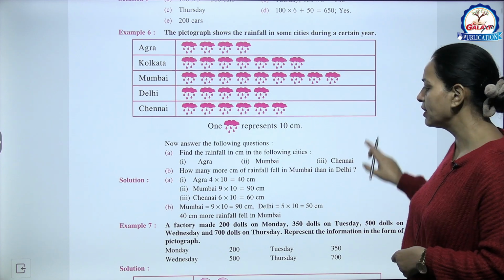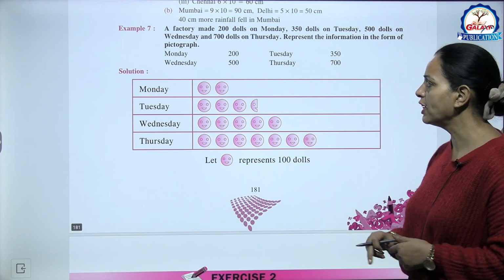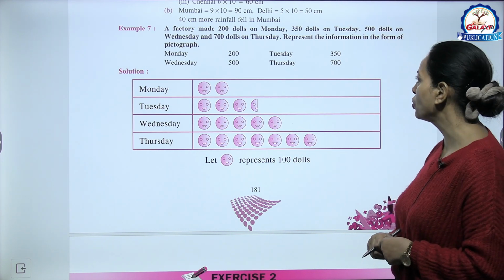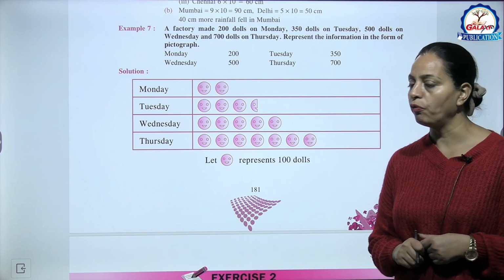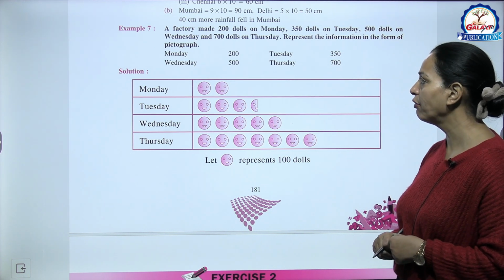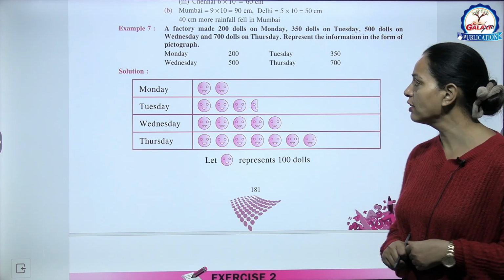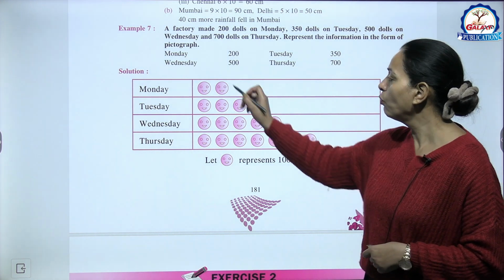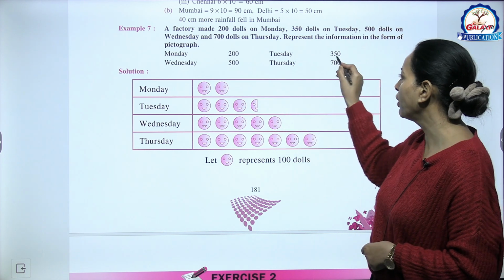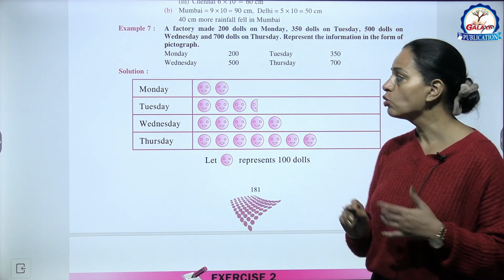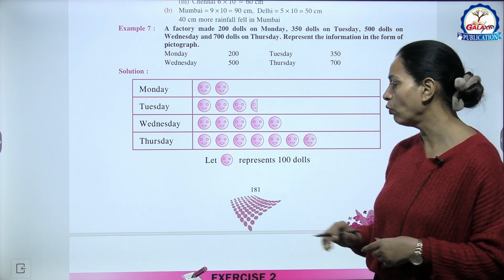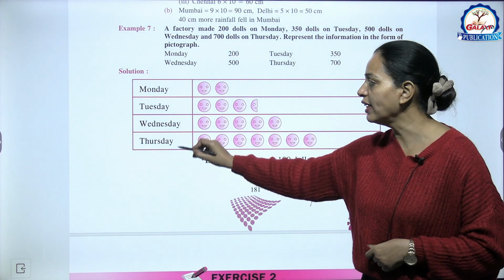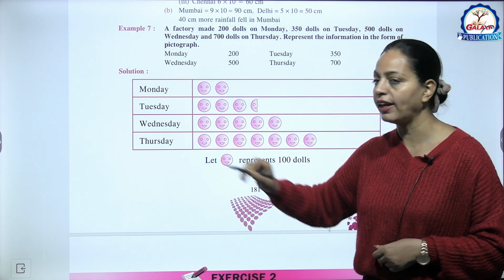Now see example 7. A factory made 200 dolls on Monday, 350 on Tuesday, 500 on Wednesday and 700 on Thursday. Represent the information in the form of pictograph. So see here we have 200, 500, 350, 700. So one symbol we can take equals to 100 dolls, right? So here write the days: Monday, Tuesday, Wednesday and Thursday.